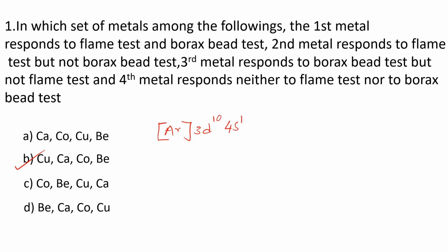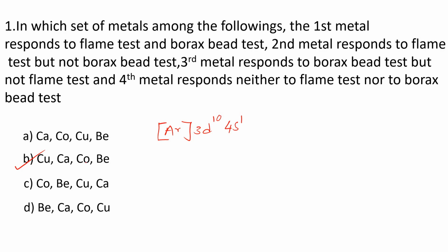Now what is the second part? Second metal responds to flame test but not borax bead test. Here the second metal is calcium. Calcium is the alkaline earth metal or S block element. It gives the flame test. We know that calcium flame color is brick red, which is transient. Now coming to the third one. Third metal responds to borax bead test but not flame test. Here the third metal is cobalt, which is a transition metal. So it gives the borax bead test but it cannot give the flame test because it is a transition metal.